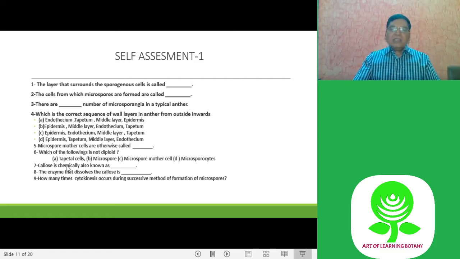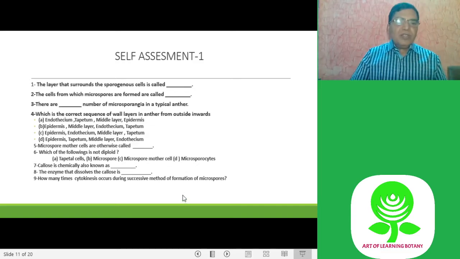Now callose is chemically known as beta glucans. The enzyme that dissolves the callose is called callase, that is secreted by the tapetum. How many times does cytokinesis occur during the successive method of formation of microspores? 3 times. The first at the end of meiosis 1, next at the end of meiosis 2. So it is 3.